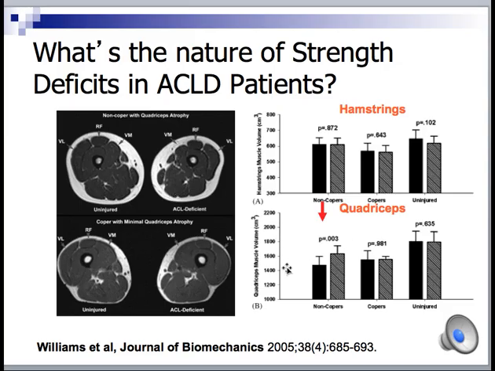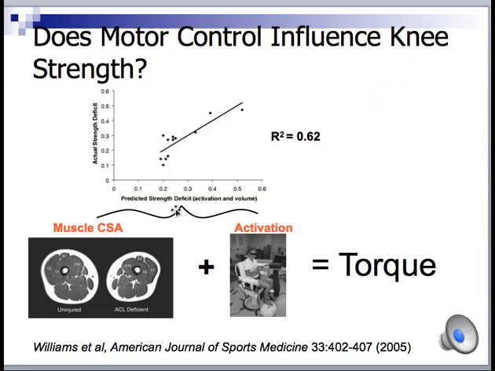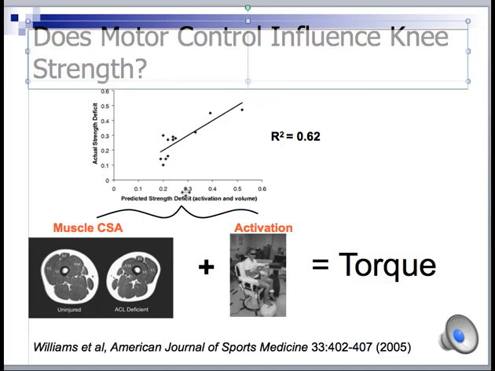We can see that this bar graph right here represents the amount of atrophy that we see in the quadricep muscle. And we can see that the black here is representative of the ACL deficient knee, which is significantly less than the non-injured knee. So essentially there's definitely atrophy in the muscle. Now, interestingly, when they tried to correlate atrophy, just the amount of cross-sectional area, with muscle force output, the correlation was weak.